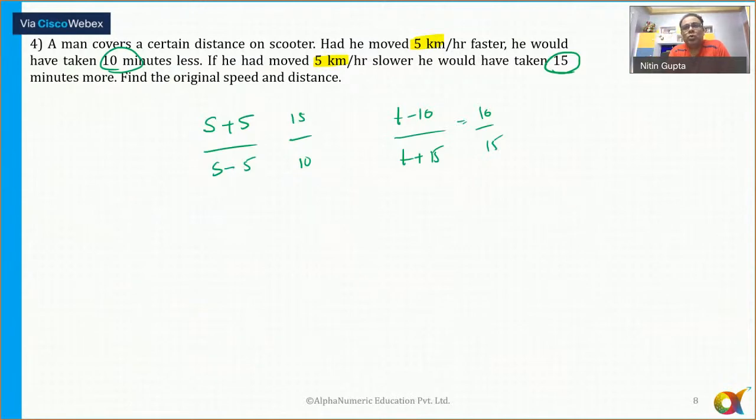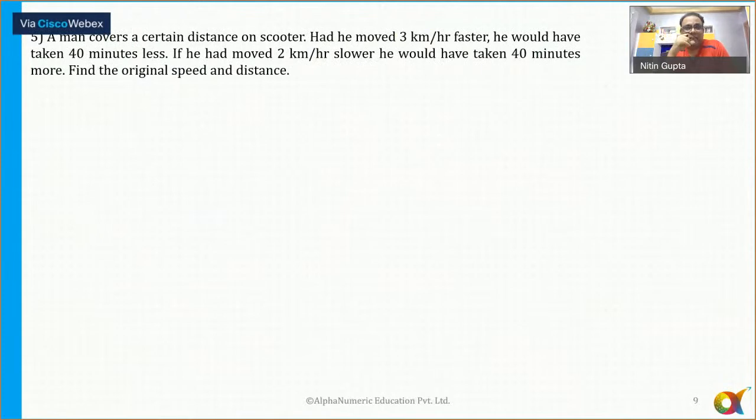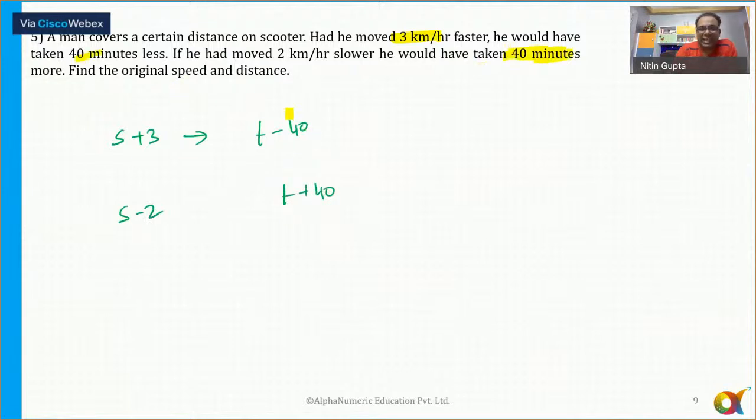And the same thing, a very wonderful thing, in question number 5. It says a man covers a certain distance on a scooter. Had he moved 3 km per hour faster, so s plus 3, he will take 40 minutes less, so t minus 40. In the second scenario, if he moves 2 km per hour slower, s minus 2, he will take 40 minutes more, t plus 40. So here the change in time is the same. Now even if the change in time is the same, the speeds will be in the ratio 3 is to 2.